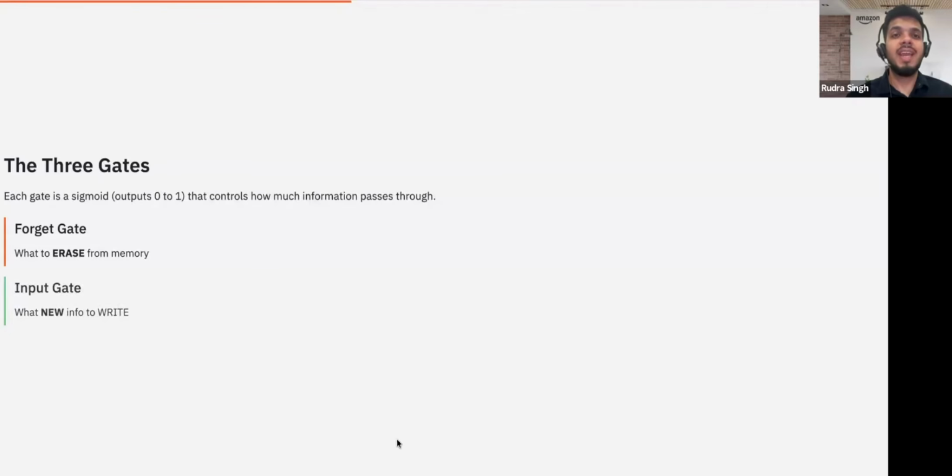The input gate decides what new information to write in. If you just learned the customer's birthday, now is the right time to store that. The output gate decides what to actually reveal at this time step. You might know the customer's birthday, but if they're currently searching for shoes, that birthday information isn't relevant right now. So the output gate keeps it hidden. And this is how these three gates actually work in a synchronous manner to make up the LSTM architecture.